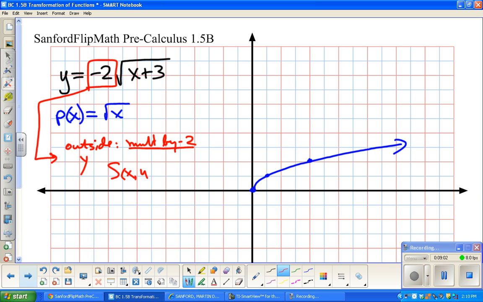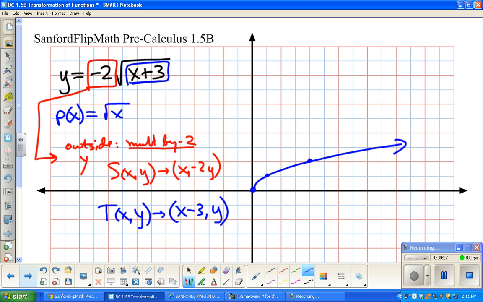So this is a scale change that maps x and y onto x, -2y. Now, inside, and really that's pretty much it, inside, it's a translation, and this is inside, so it's about x. It's inside, so it's inverse. It's not doing anything to the y's. There's no addition or subtraction. So remember, translations are about addition and subtraction. Scale change is about multiplication and division.